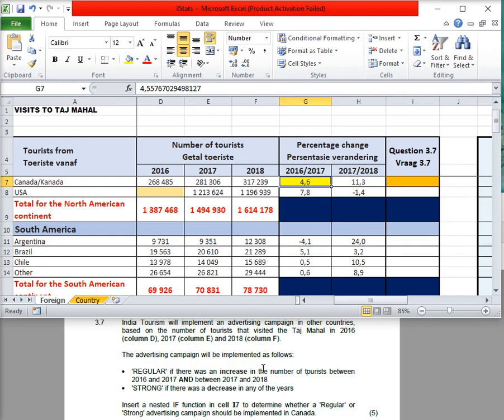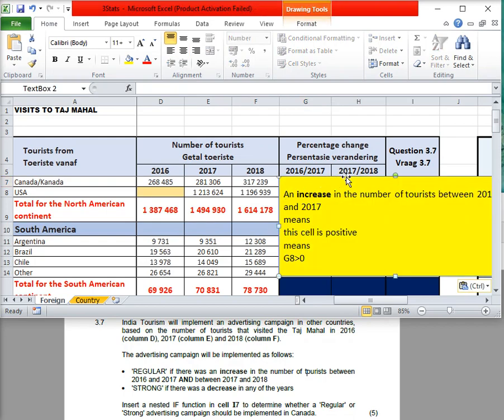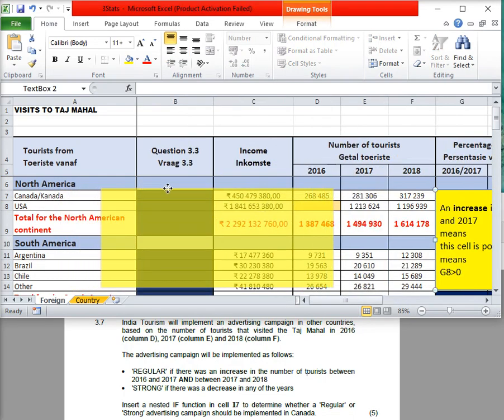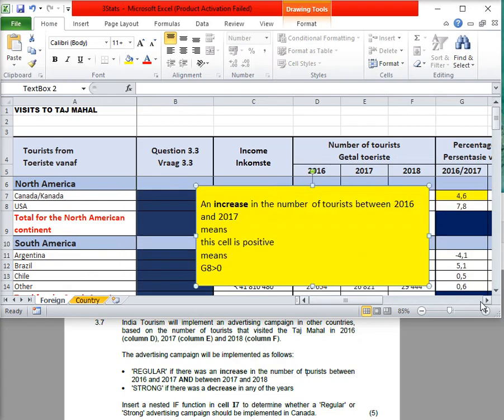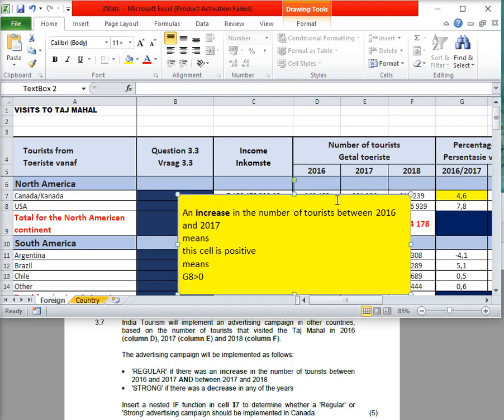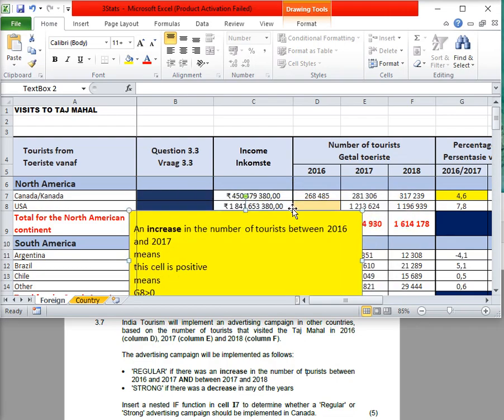Increase in the number of tourists, so this is the percentage change, so in this case it says 4.6. If we just look at that number, I've got a little description here of what it is that I want us to look at. If there is an increase in the number of tourists between 2016 and 2017, this means that this cell is positive. What do I mean by that? Well, it must be the case that this number goes up to become this number. So we actually have an increase. If it's an increase, it's going to be positive.